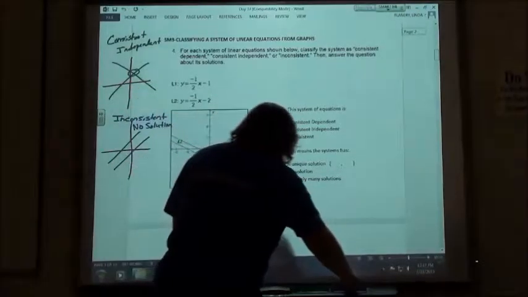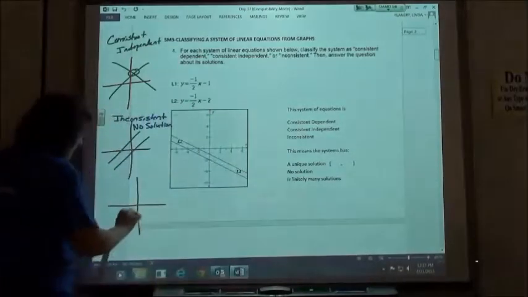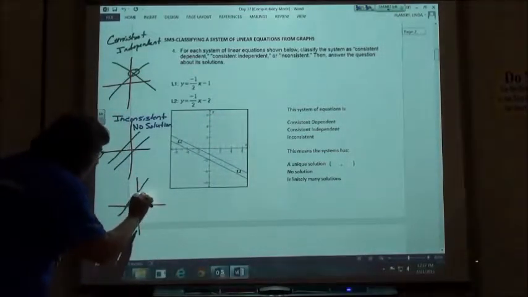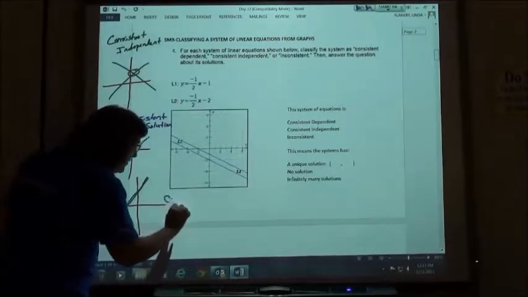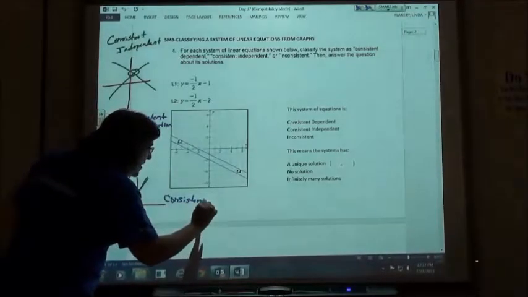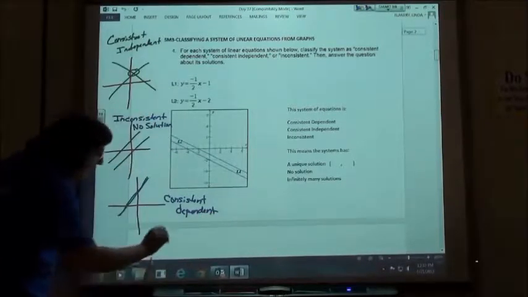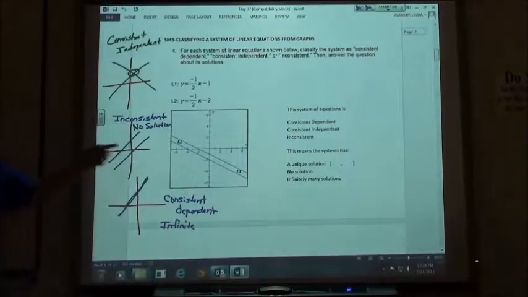And the third way to draw two lines. If I can draw straight, which you can't, is when I have one line right on top of the other line. This is called consistent dependent and has an infinite number of solutions because every single point on the line works in both lines because they're really the exact same line. One line's right on top of the other line.